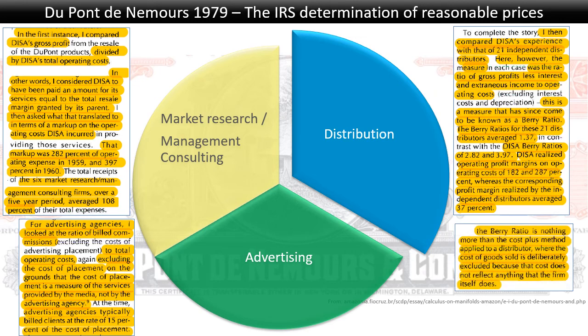And he concludes by saying the Berry ratio is nothing more than the cost plus method applied to a distributor where the cost of goods sold is deliberately excluded because that cost does not reflect anything that the firm itself does. It's about what the distributor does. It's not about what the manufacturer did to make the product that the distributor is distributing.